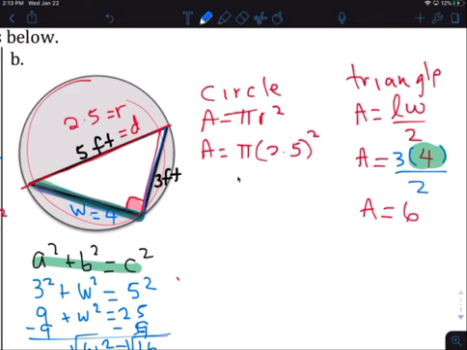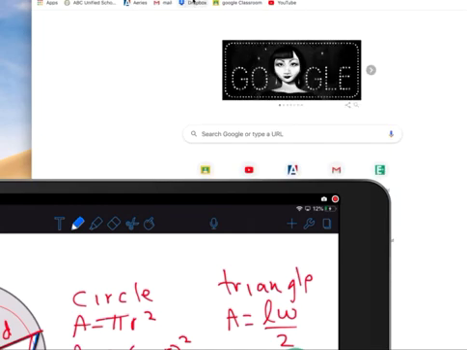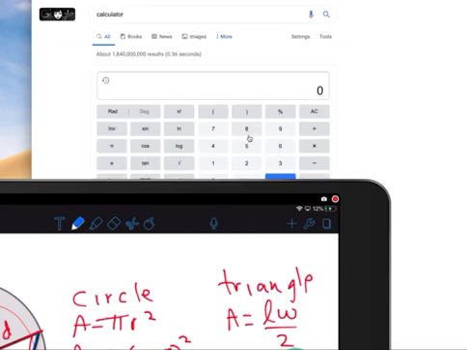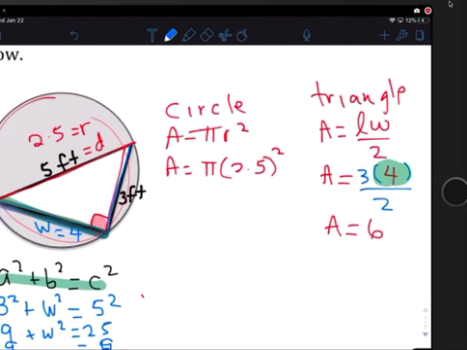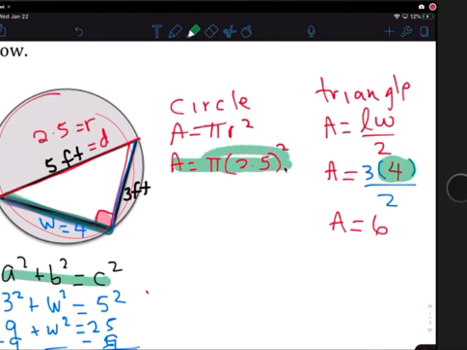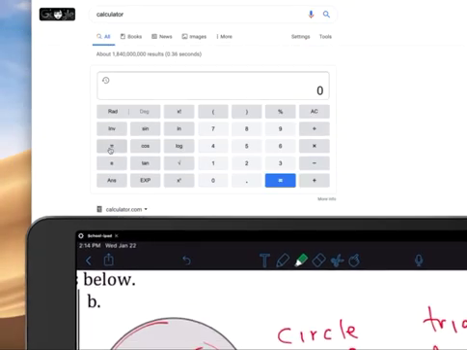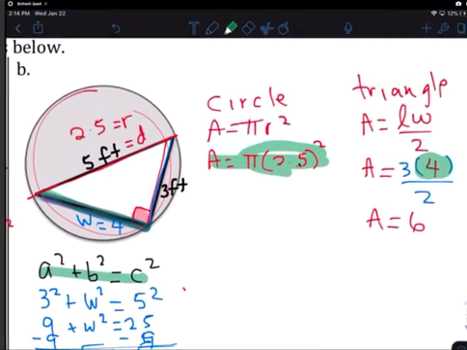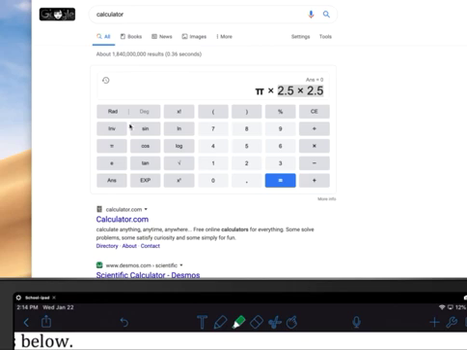Okay, so right now you take a calculator. I'll use the Google calculator. Put pi times 2.5 squared. There's no squared button, so 2.5 squared is 2.5 times 2.5. Squared means twice. Notice that. That's what squared means. So this squared right here is 2.5 times 2.5. My calculator doesn't have it, so I need to do it twice here.